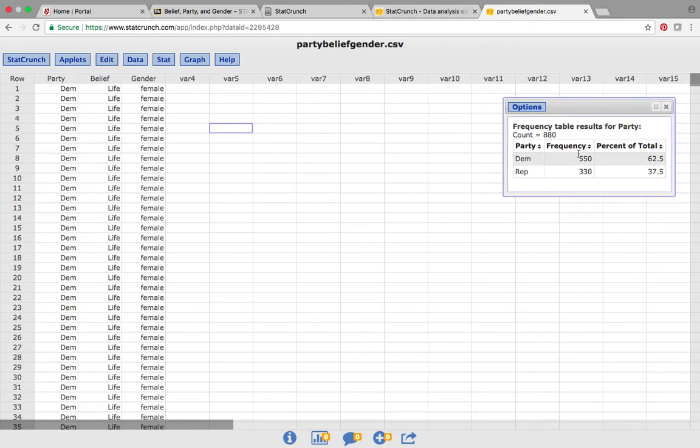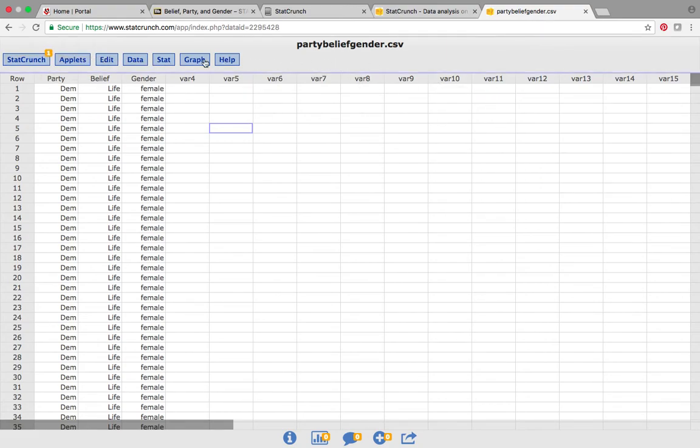So I can hit compute, and I can see that 550 of the 880, which is 62.5% of my sample, are Democrats, and 330, which is 37.5%, are Republicans. So almost 2 to 1, not quite, but almost 2 to 1 Democrats to Republicans.